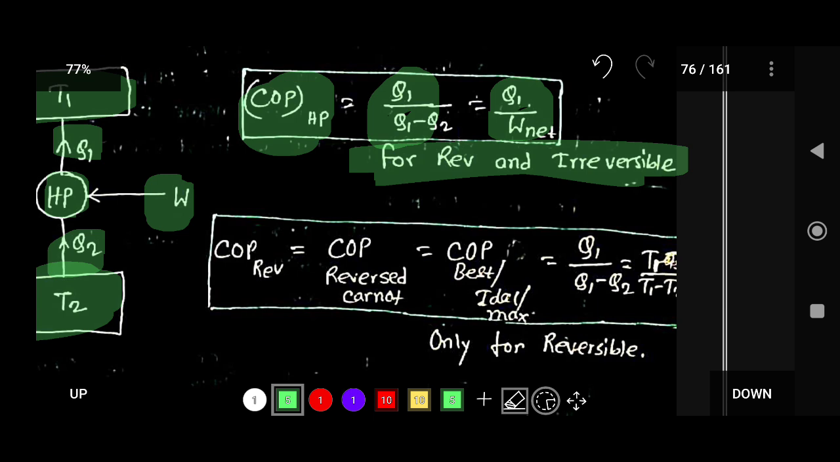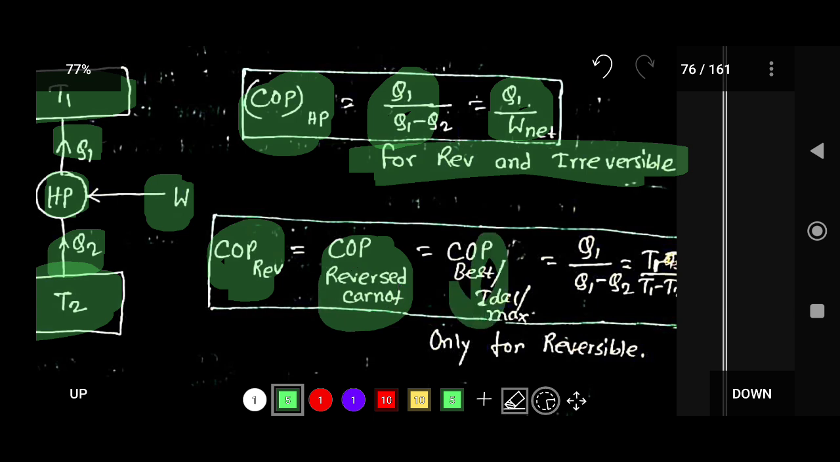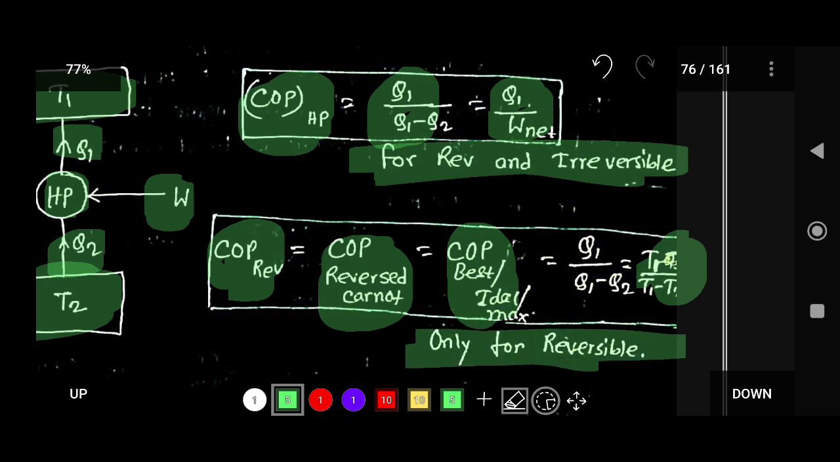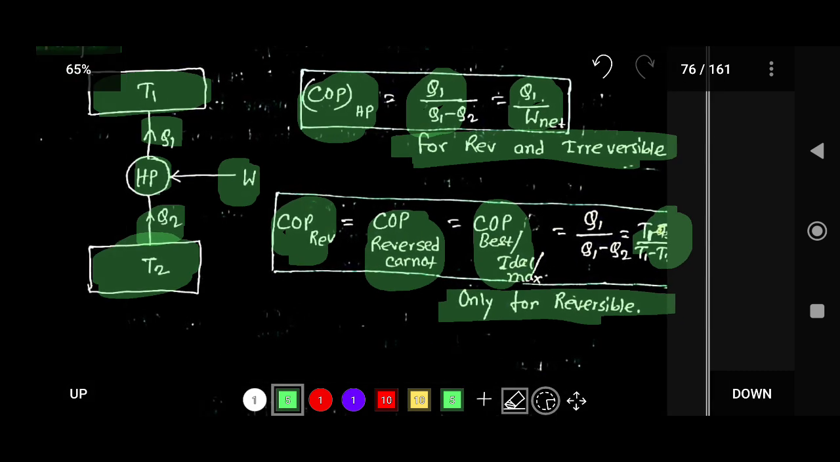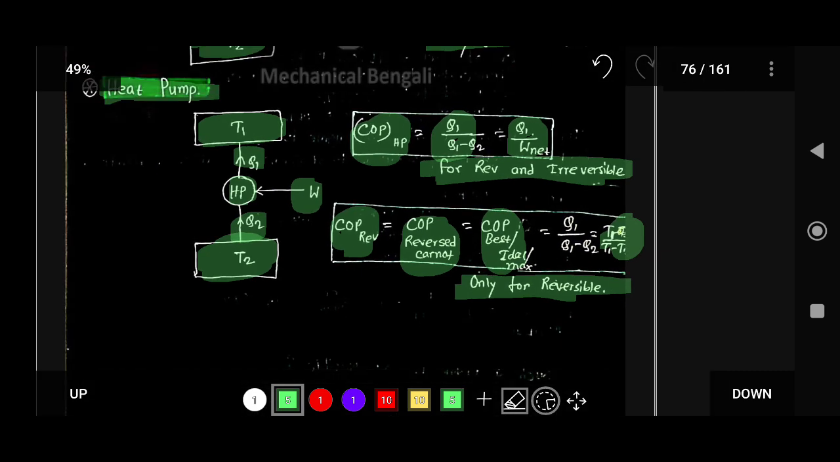This is applicable for reversible or irreversible both. But if you want to calculate the maximum COP, or reversible COP, or Carnot COP, or ideal or best COP, then the formula is T1 by T1 minus T2. Okay, if the formula T1 by T1 minus T2 is there, then you can say that it is only for a reversible heat pump. So this formula is valid only for a reversible heat pump to calculate the maximum COP.